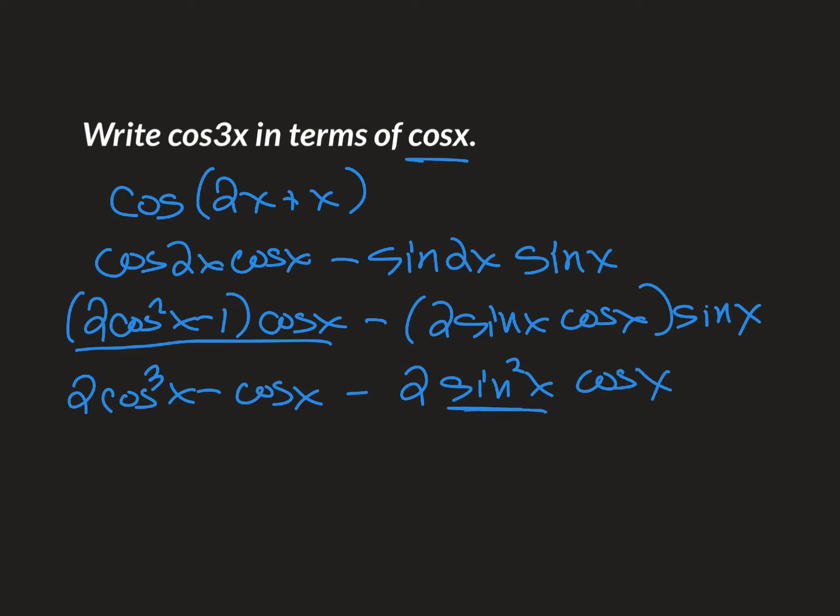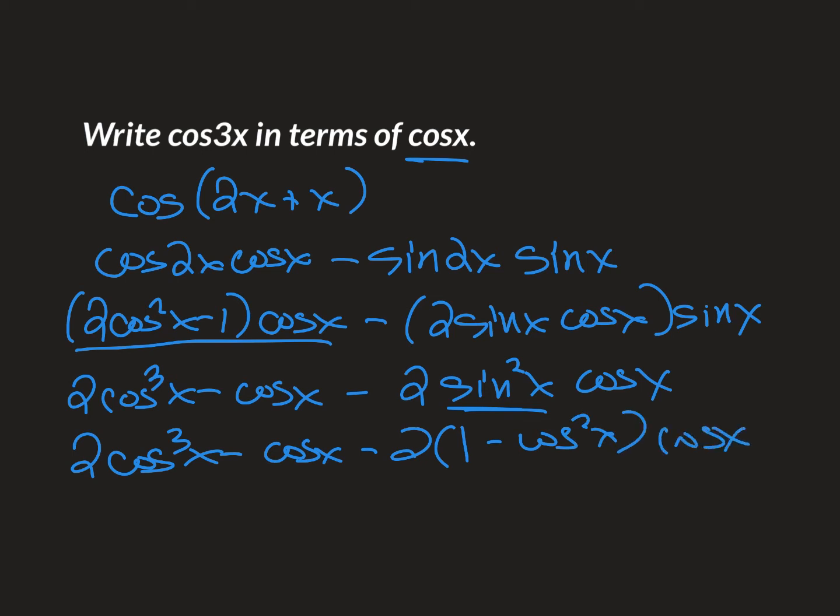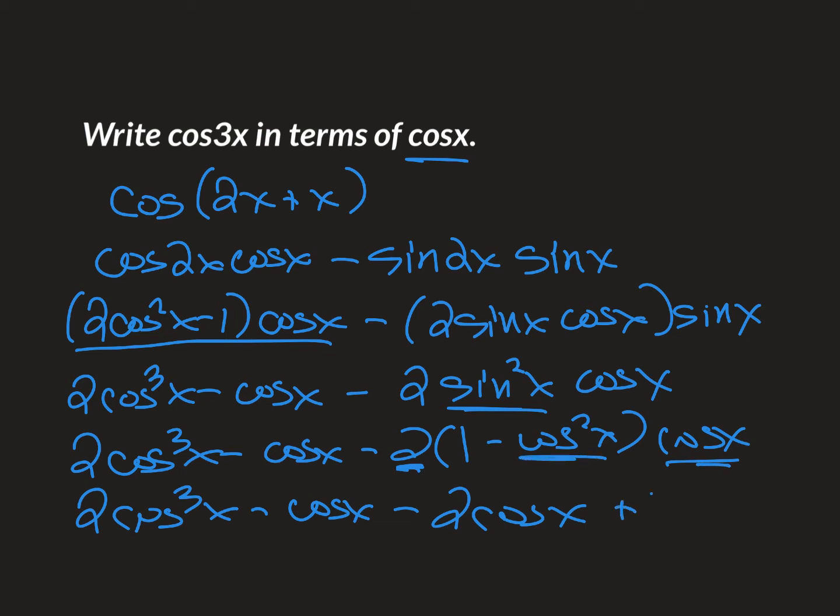I cannot leave that sine squared in there. So I need you to remember what sine squared really is. Sine squared is really 1 minus cosine squared. So I'm going to change that to 1 minus cosine squared, and I've got that cosine x still sitting outside there. So to finish up, I've got 2 cosine cubed x minus cosine x, and now I really have this 2 cosine x. I'm going to distribute both of those at the same time because this is pre-cal. We can do that. 2 cosine x times 1 is 2 cosine x. And if I distribute the 2 cosine x times the cosine squared, I get positive 2 cosine cubed x.